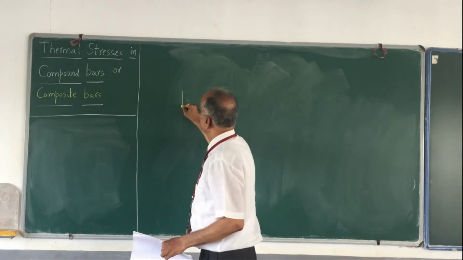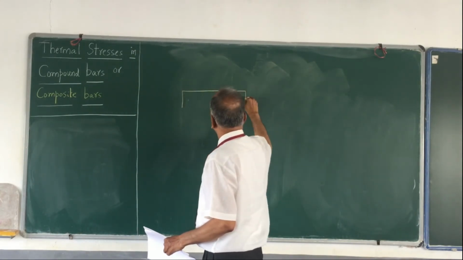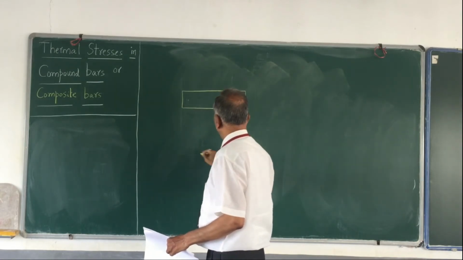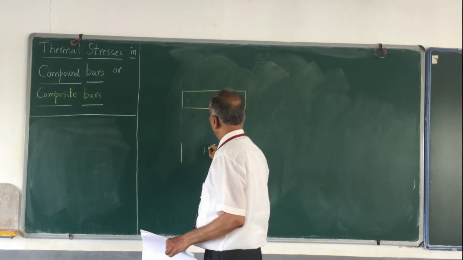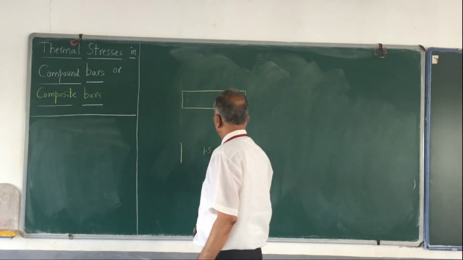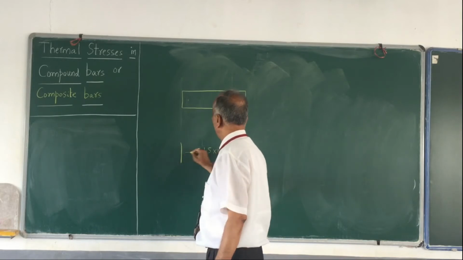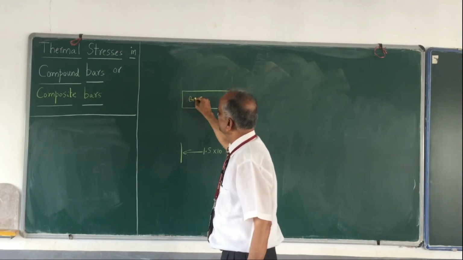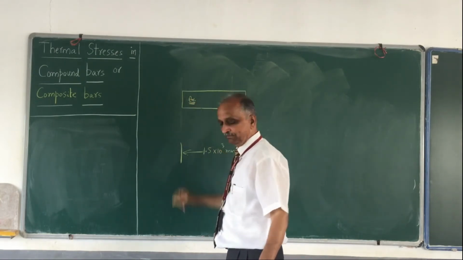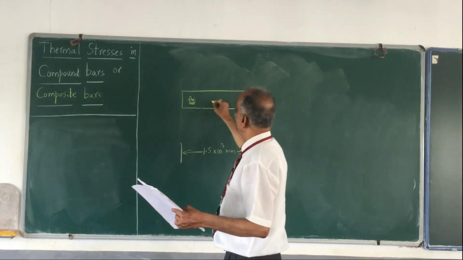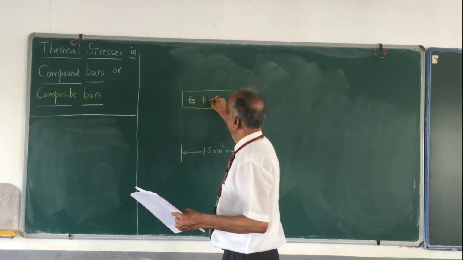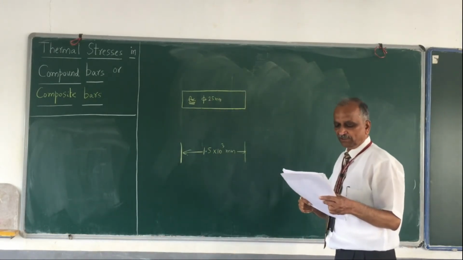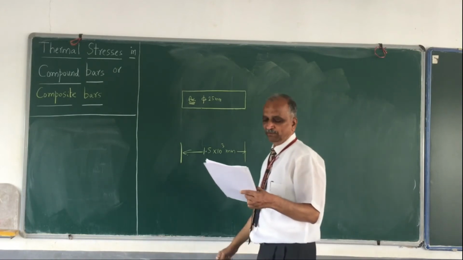So inside is brass, and I know that its length is 1.5 meters or 1.5 into 10 raised to 3 millimeter. This is the length of the bar, and it is made of brass. What all information do I have? I know its diameter, which is 25 mm. The diameter of this is 25 mm and its length is 1.5 meter.